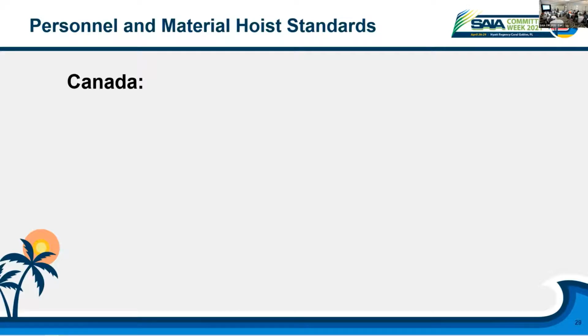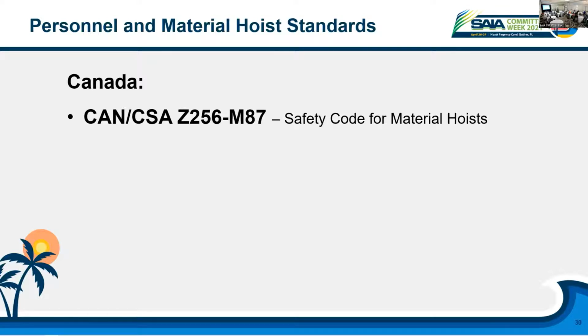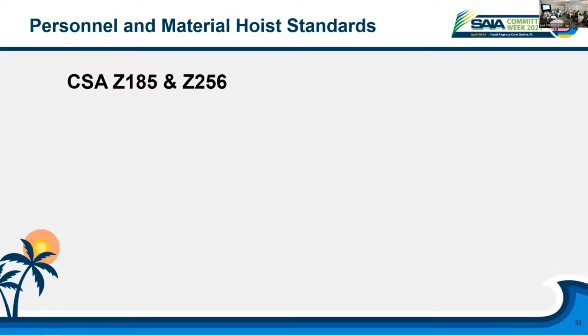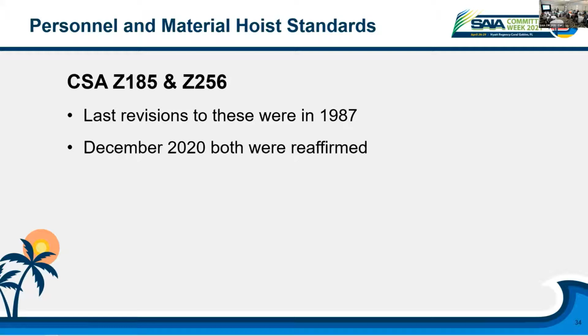Canada. For a long time, there hasn't been much happening with Canada with their standards when it comes to the Z256 for material hoist or the Z185 for personnel hoist. There has been no revision since 1987 to those standards. They were just reaffirmed in December of 2020. I sit on these committees. They are working on a project to try to open up a project to begin re-looking at these standards.